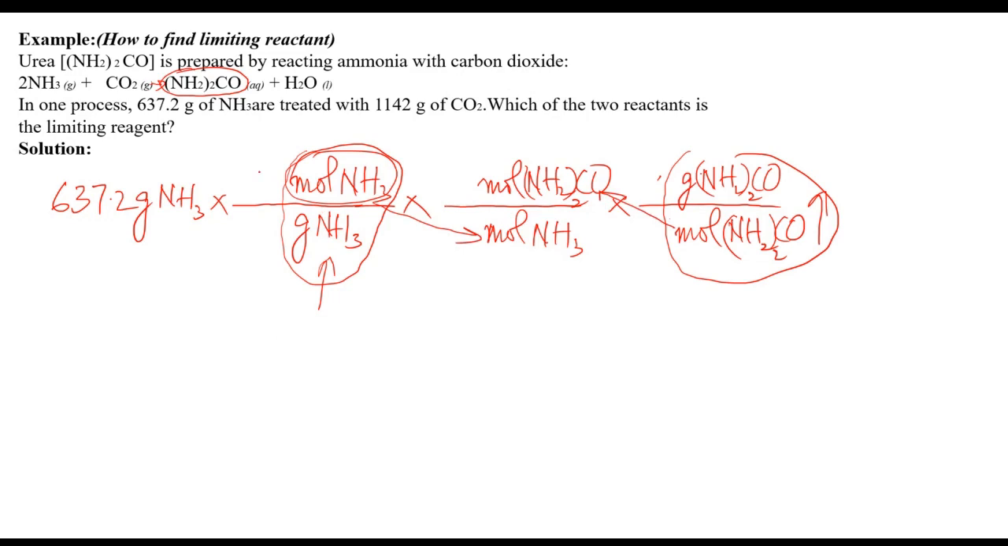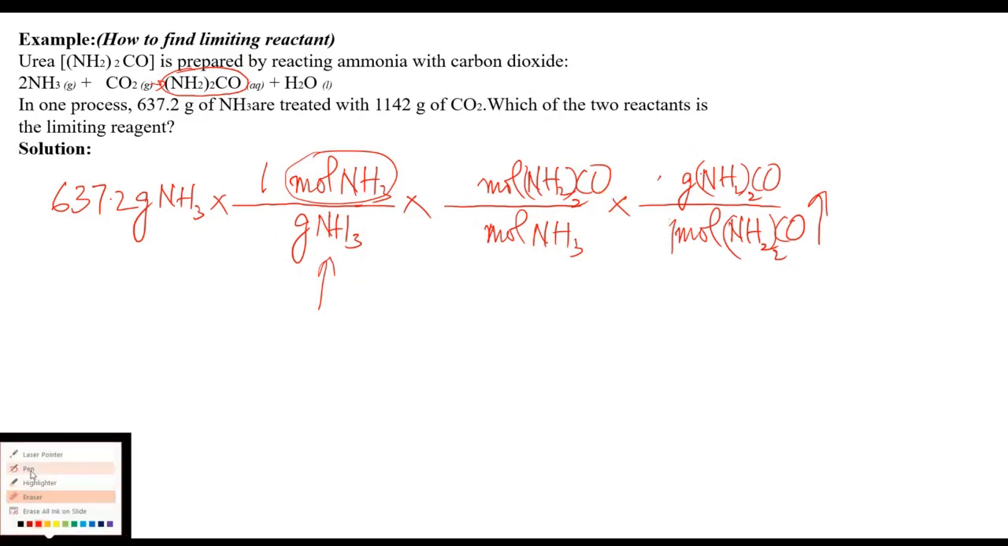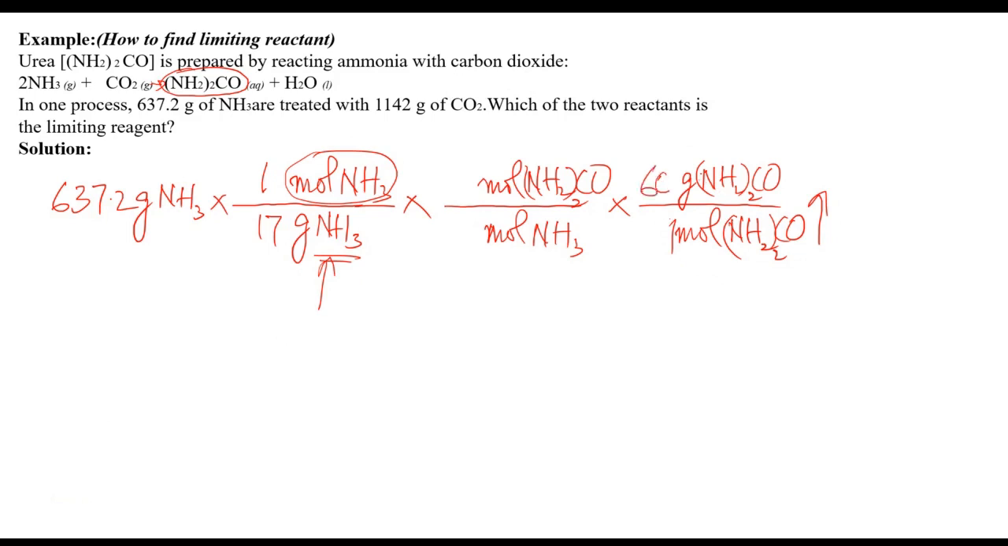Okay, I told you, step number 3 and step number 5, write one with mole. Okay, let me erase this one. And with the gram, what will you write? Molar mass, 17 gram, because this is ammonia. And here urea, what is the molar mass of urea? It's 60 gram. How? You can calculate.